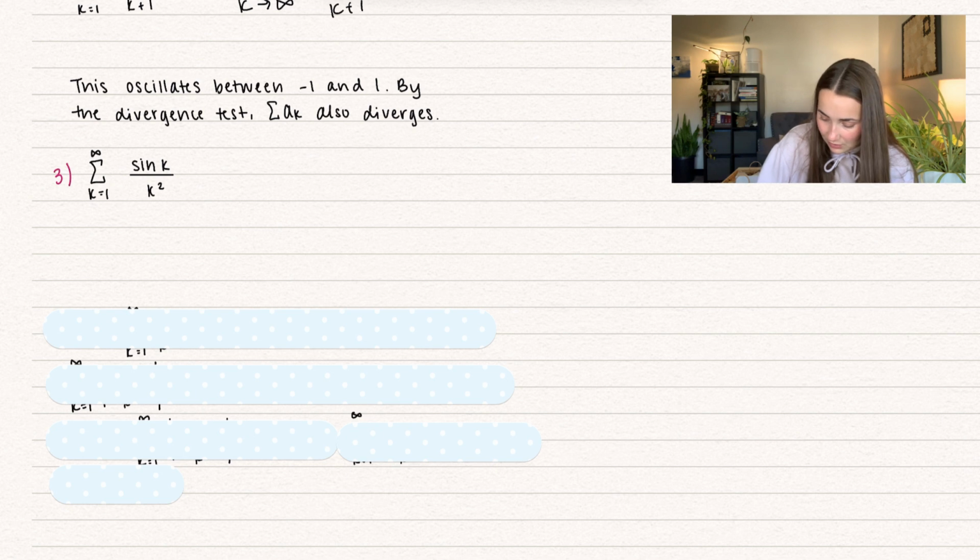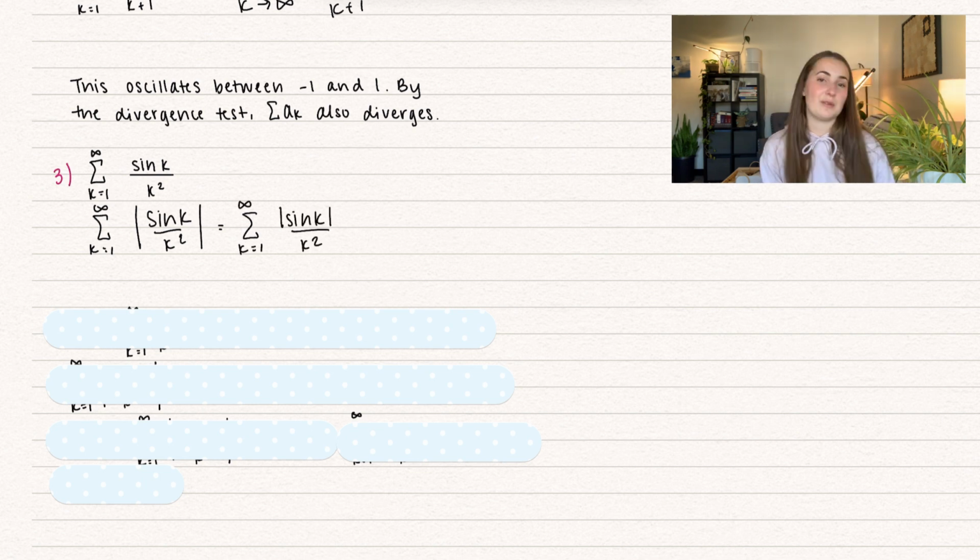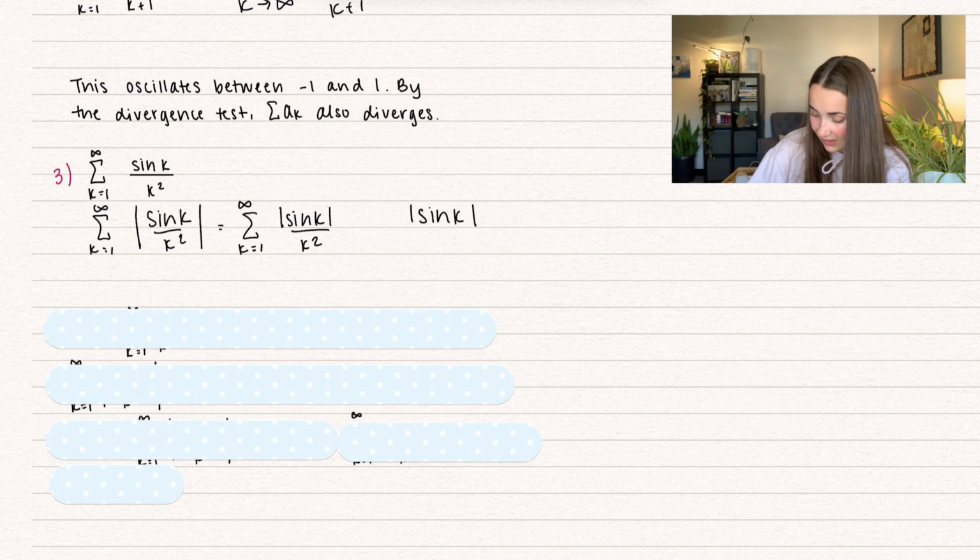So the first thing we're going to do is take the absolute value: the sum from k equals 1 to infinity of the absolute value of sine of k over k squared, right? Or you could rewrite it as the absolute value of sine of k divided by k squared, since k squared is always going to be positive. So first we're going to bound the absolute value of sine of k. This is going to be less than or equal to 1, the maximum value that it ever takes.